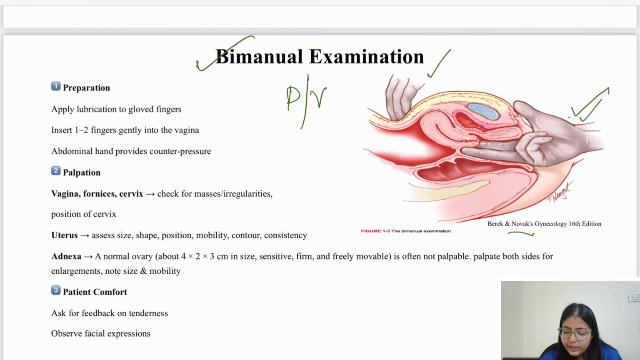So here you can see, the finger is placed in the posterior fornix so as to lift the lower portion of the uterus, and then you place your hand above the fundus, above the suprapubic region.